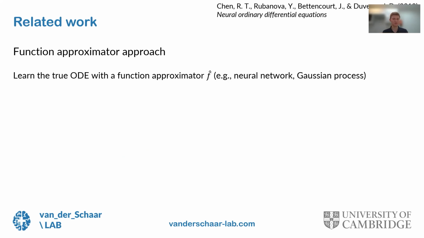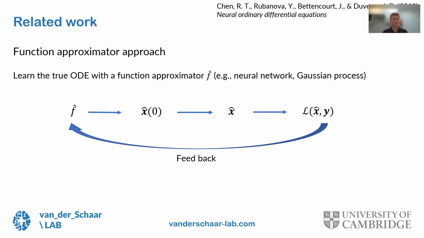The last approach I want to mention is something we would call the function approximator approach. Its goal is to learn the underlying ODE with a function approximator, such as a neural network or a Gaussian process. And the general idea of the algorithm looks like the following. We guess some function f, for instance, a neural network with some parameters. Then we estimate the initial condition. And from that, we solve the initial value problem to compute the whole trajectory. We then compare it to the observed trajectory from the data and feed the loss back to the optimization algorithm.